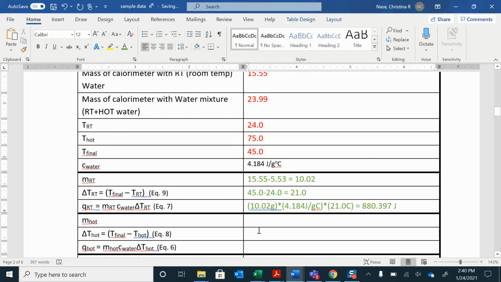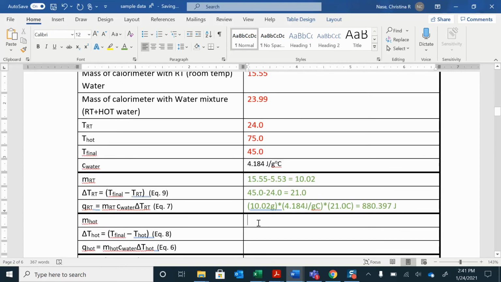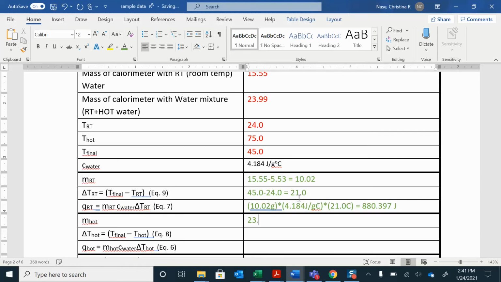Now, mass of the hot water. Well, how did we find the mass of the room temperature water? We took the difference of two things. So for hot water, if we know this 15.55 represents the calorimeter plus the room temperature water, and then we added 10 mils of the hot water to it, and then we found the mass again. So if I take the difference between these two, I should get the mass of the hot water. So I'm going to do 23.99 minus the 15.55. That becomes 8.44. That's in grams.